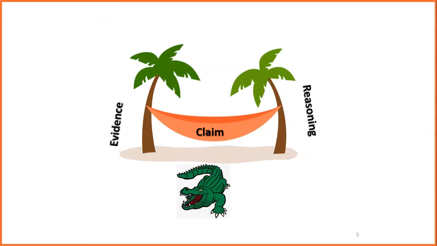Think of it this way. If you're laying on a hammock on the beach, the hammock is the claim. It's what you're trying to hold up off the ground. Evidence and reasoning are the trees that are holding it up. They're the things that support the hammock and keep you from falling down. The alligator is waiting there to eat you. You have to hold your claim up off the ground or that alligator's going to get you. You can only do that if the evidence and the reasoning are equally strong and they can support your claim.